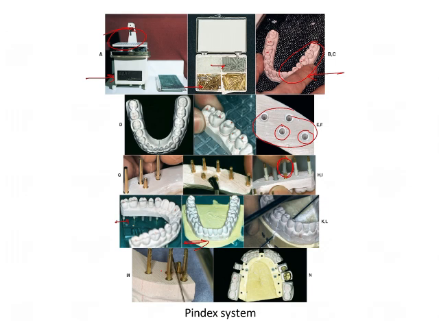After you pour the base, the dowel pins are attached to the cast and the base, and the plastic sleeve goes to the base. So this becomes a die. Okay, this is the Pindex system.